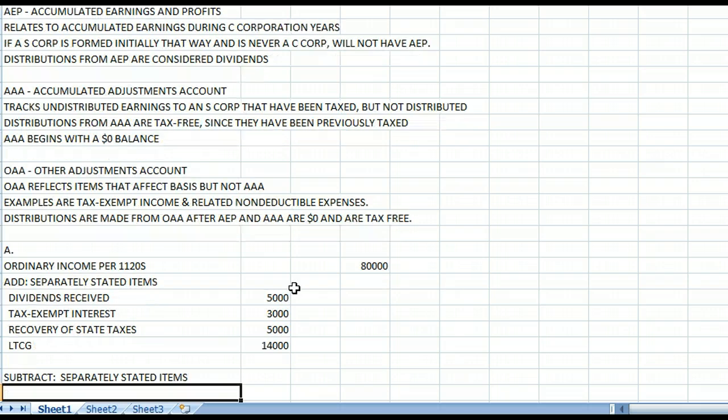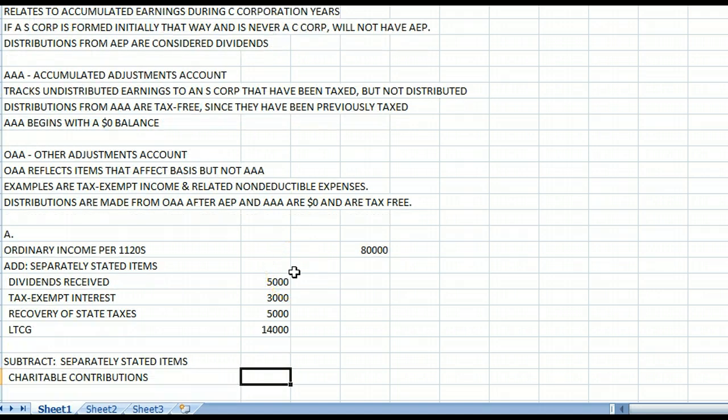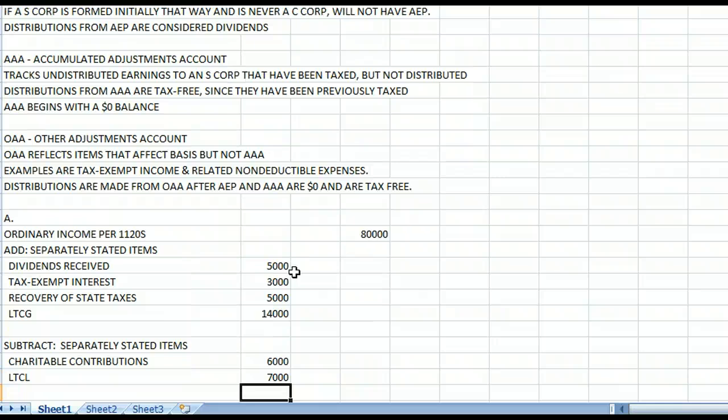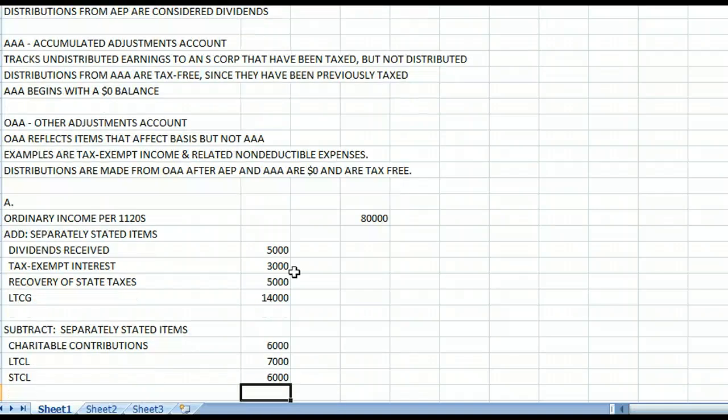Okay. So my subtractions then are my charitable contributions. We already talked about those, because depending on who the member or partner is, they have different limitations, and depending on how much else they've given outside of what's being passed through this entity. You've got your long-term capital loss. This is $7,000, and a short-term capital loss of $6,000. I think we'll just sum them up and then make them a minus.